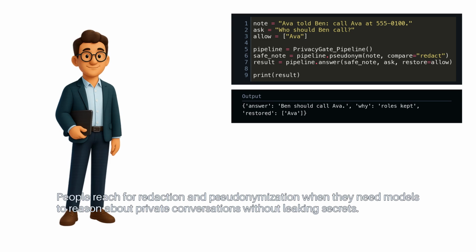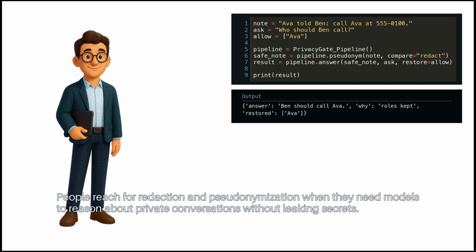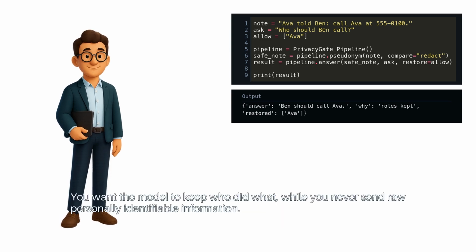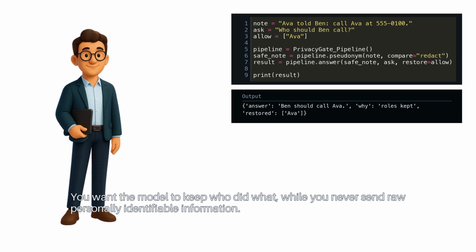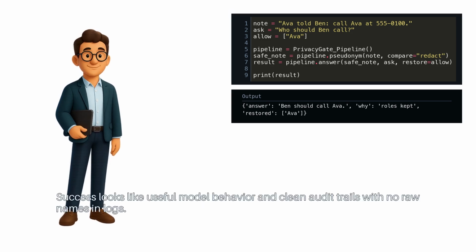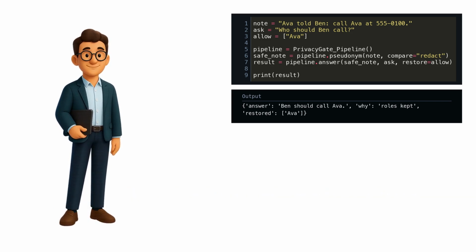People reach for redaction and pseudonymization when they need models to reason about private conversations without leaking secrets. The practical problem is simple. You want the model to keep who did what, while you never send raw, personally identifiable information. Success looks like useful model behavior and clean audit trails with no raw names in logs.